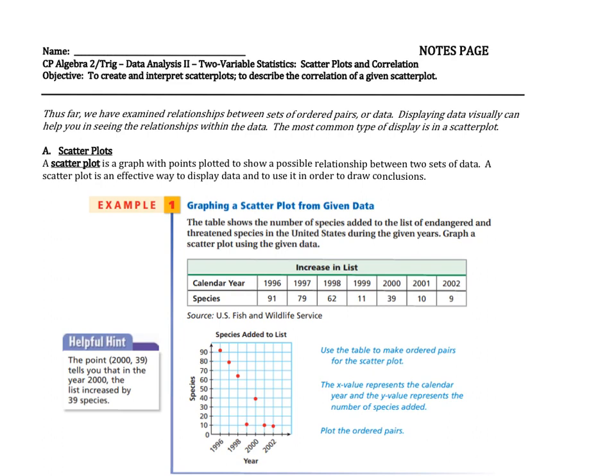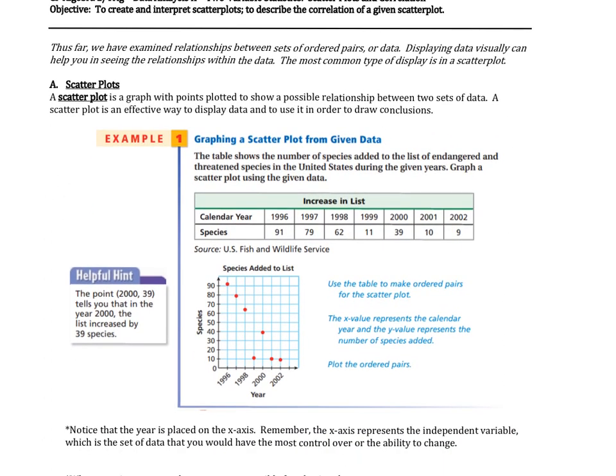A scatterplot is a graph with points plotted to show a possible relationship between two sets of data. A scatterplot is an effective way to display data and use it to draw conclusions. The first example gives you a scatter plot from some data. The table shows the number of species added to the list of endangered and threatened species in the United States during the given years. Graph a scatter plot using the given data. In 1996, 91 species were added to the endangered or threatened list, 97, 79 were added, and so on and so forth down the line.